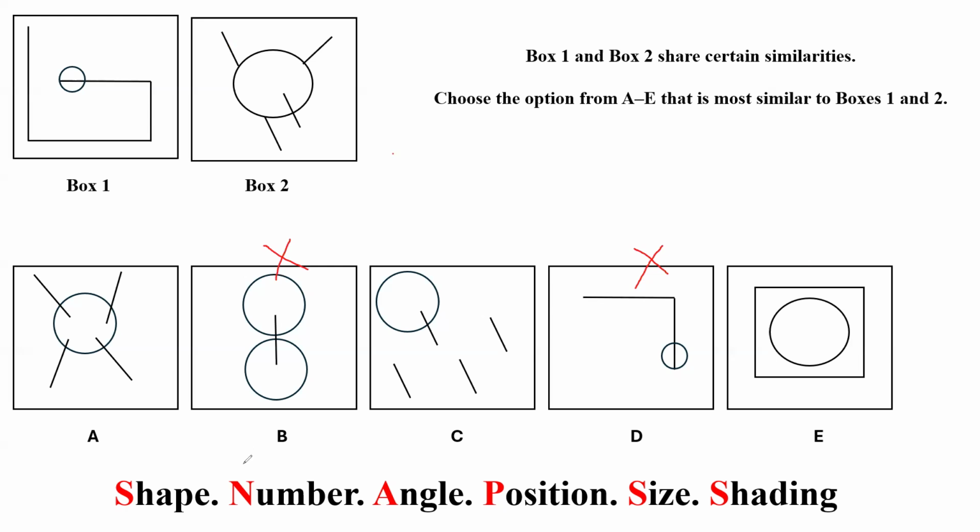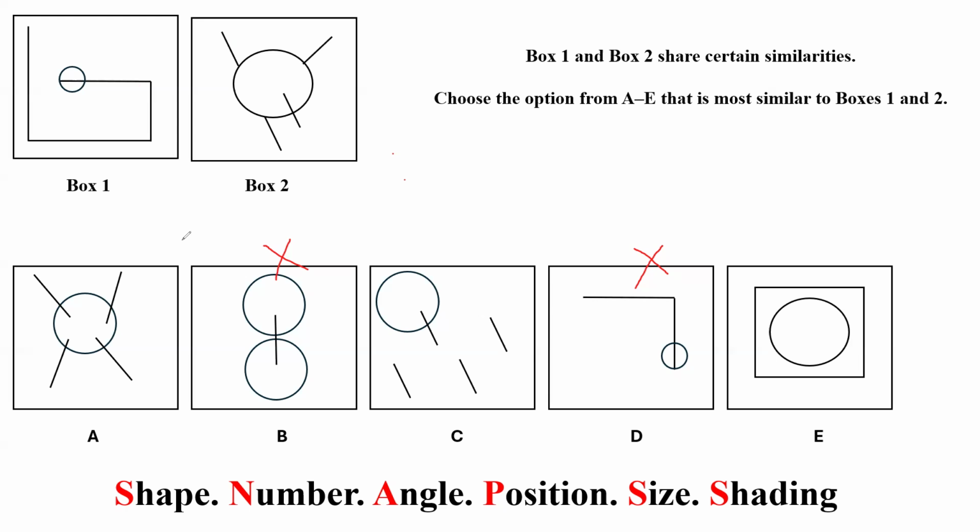Then we need to think about number. We spoke about number. We need to talk about angle. Now, angle looks quite different in box 1 and box 2, because if you look at the angles of the lines in box 1, we've got these 90-degree lines being formed, and all of the lines are either vertical or horizontal, whereas the lines in box 2 are quite diagonal and not connected. So it feels like angle won't really play a part in this question. And if you get that feeling, move on to the next one, and the important one, which is position.